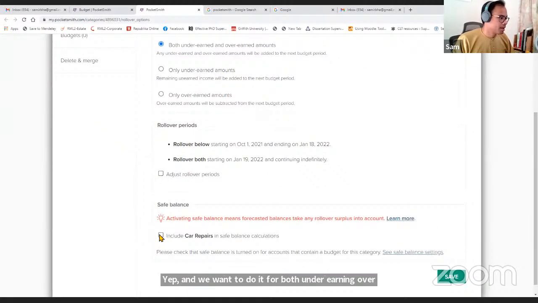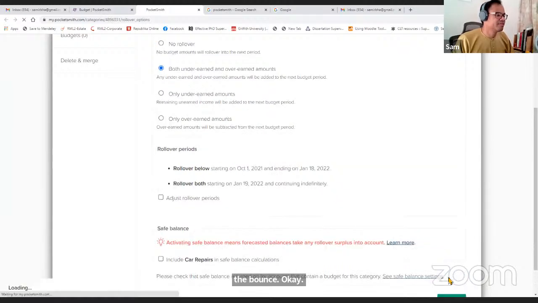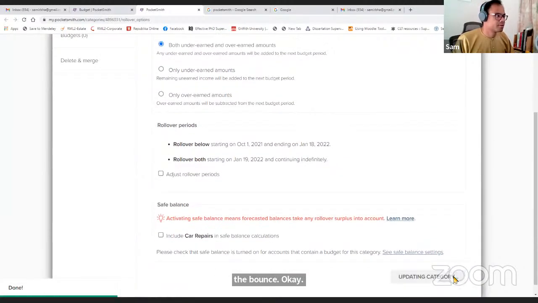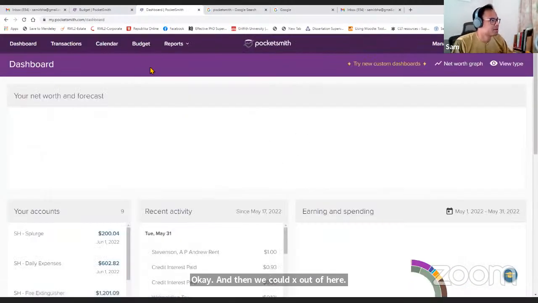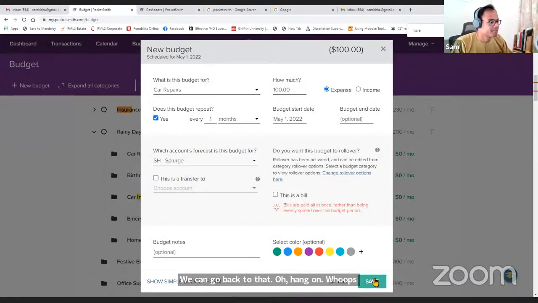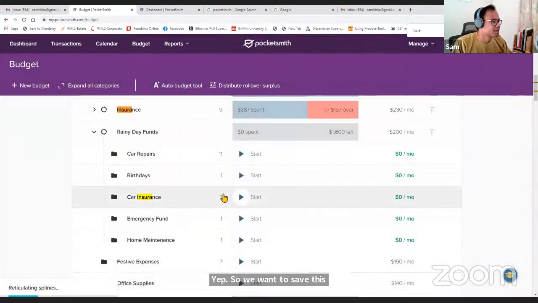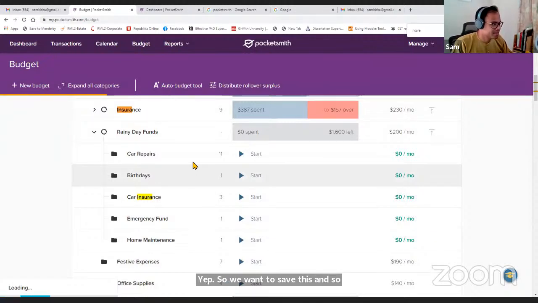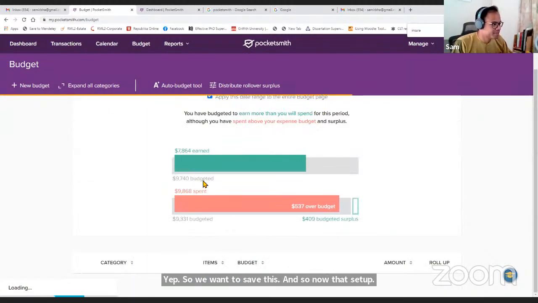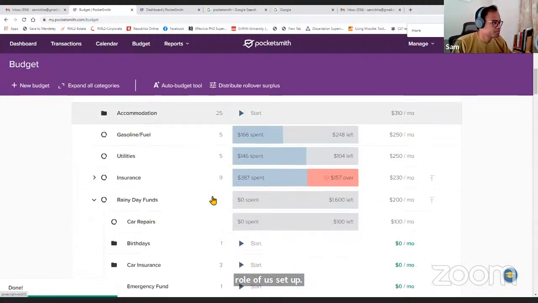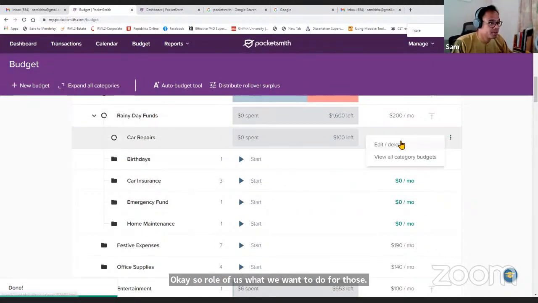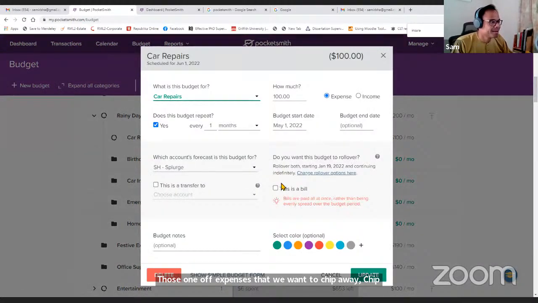Okay, and click save. Then we can X out of here and go back. All right, so we want to save this. Now that's set up, we want to double check it and make sure that rollover is set up. Rollover is what we want to use for those one-off expenses that we want to chip away at each month. All right, so rollover both.